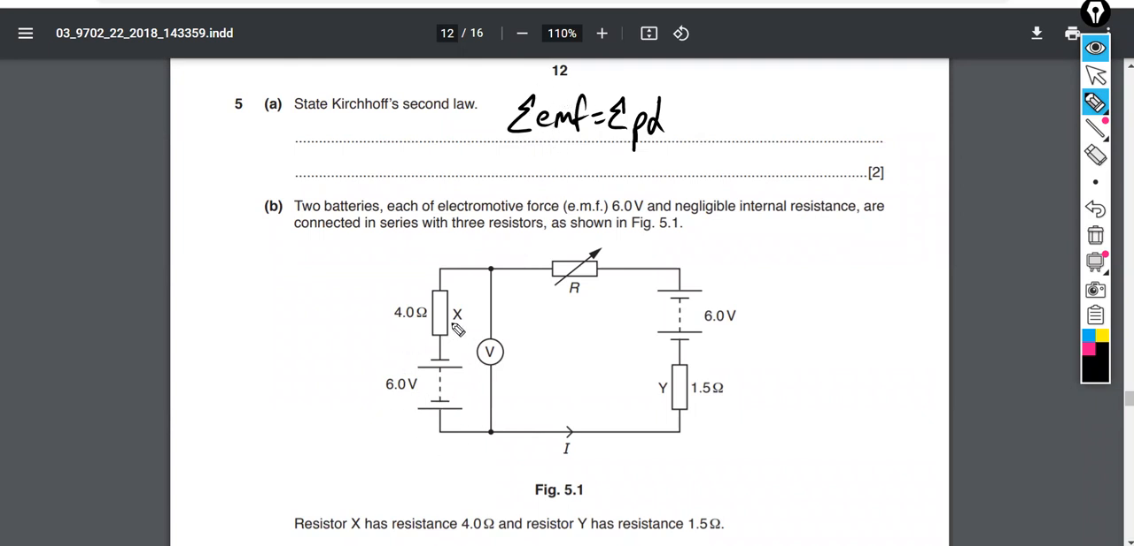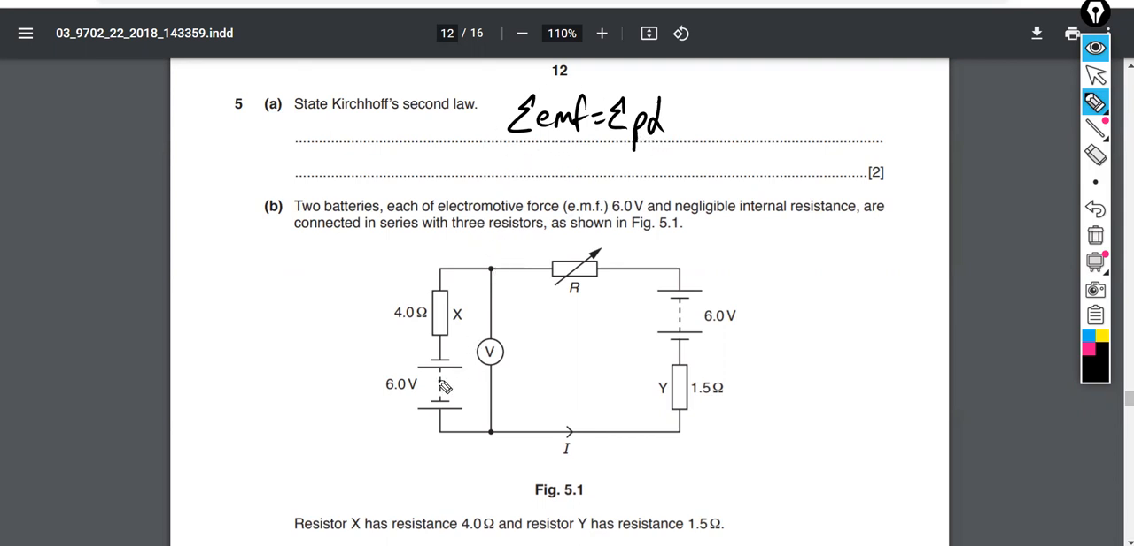so the EMF, that converts other forms into electrical energy, per charge is equal to converting that electrical energy into other forms. And that's what the PD is. At each one of these resistors there's a potential difference, a voltage drop, and the sum of those potential differences is equal to the sum of the EMFs.